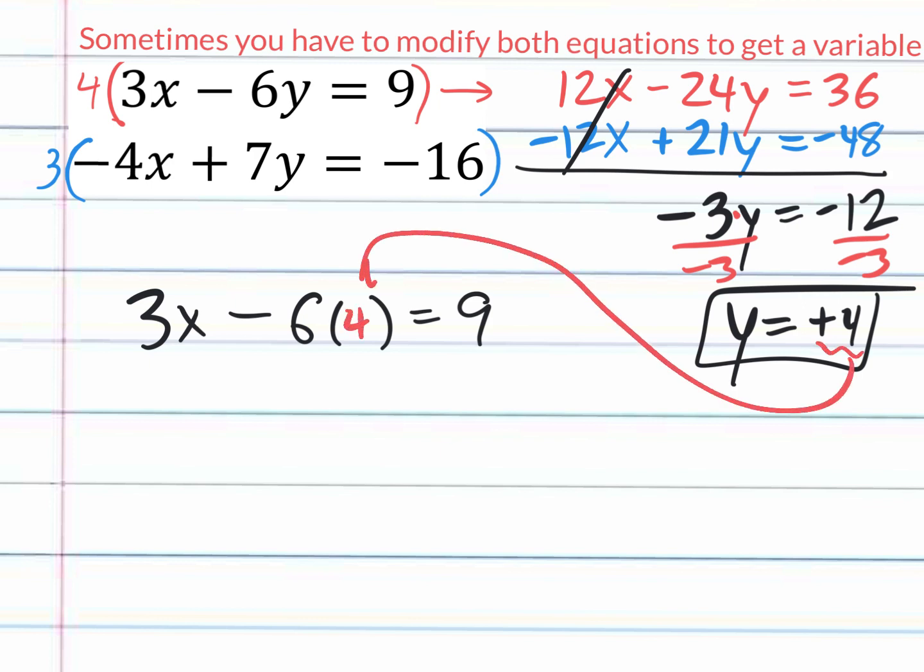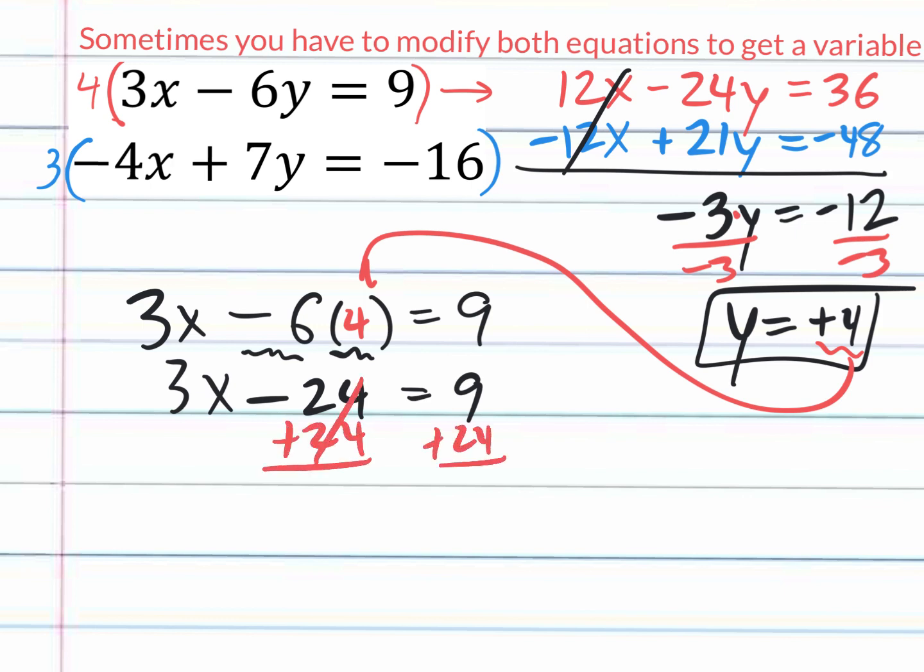Do the math. Negative 6 times 4 is negative 24. Bring down the equal sign, the 9. Bring down the 3x in front. There's your new two-step equation. 3x minus 24 equals 9. Yeah, we get rid of the 24 first before the 3. So we're going to go plus 24, plus 24. The equal sign, we're just going to bring it right down.